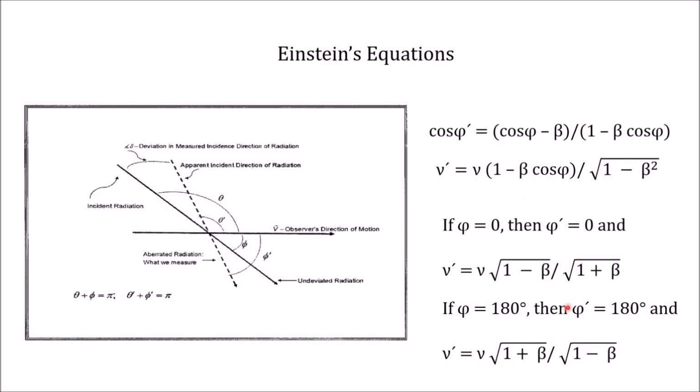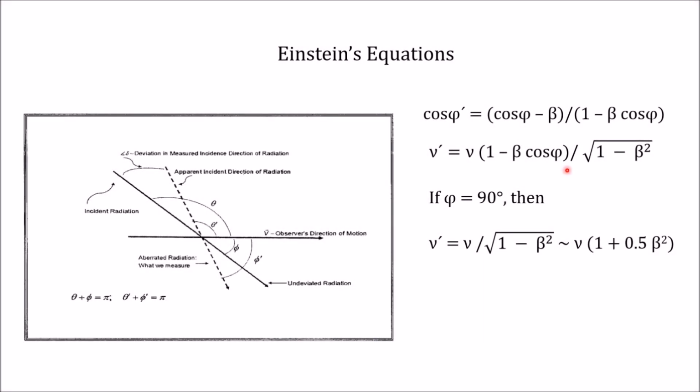Here's what we stated on the last slide. When phi equals 0, phi prime also equals 0, and we get this simplified form for the Doppler equation. The same is true if we're moving into the direction of flux as opposed to moving along with the direction of flux. And what we get is another very simple equation.